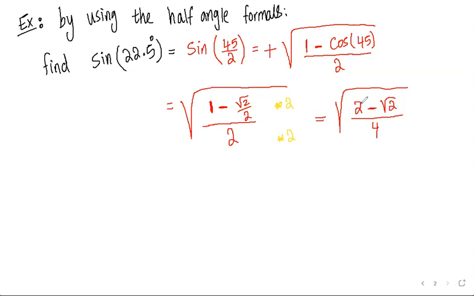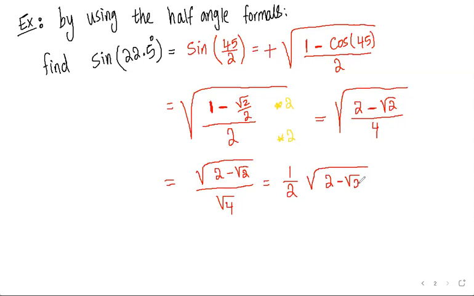Now the square root I can distribute to the numerator and denominator. So I can get square root of 2 minus square root of 2 over square root of 4. Square root of 4 is equal to 2, so I get now 1/2, because it's 1 over square root of 4, so 1/2 times square root of 2 minus square root of 2. And this is the answer for sine 22.5.